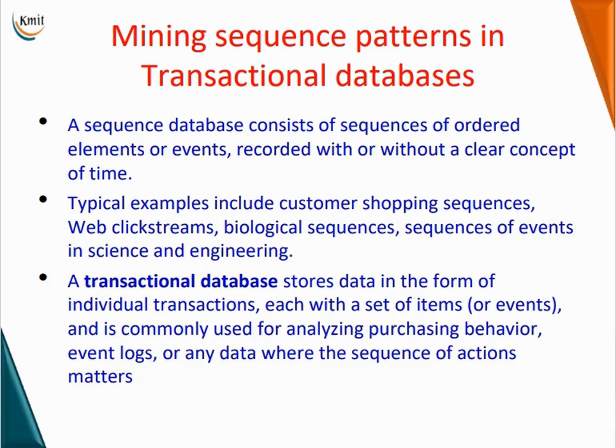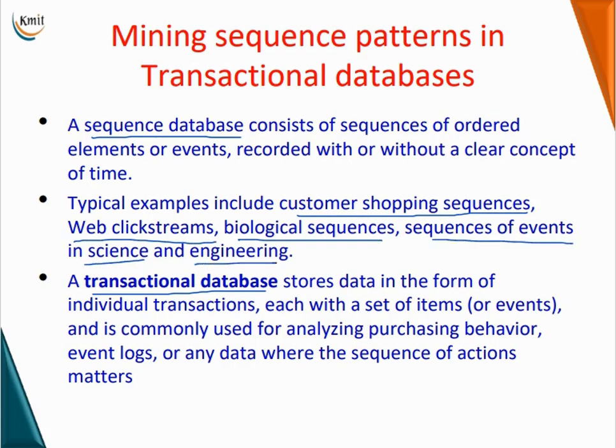First, let us discuss the basic definitions for sequence database and transactional database. A sequence database consists of sequences of ordered elements or events recorded with or without a clear concept of time. That is, the ordered elements or events may or may not vary with respect to time. Typical examples include customer shopping sequences, web clickstreams, biological sequences, and sequences of events in science and engineering.